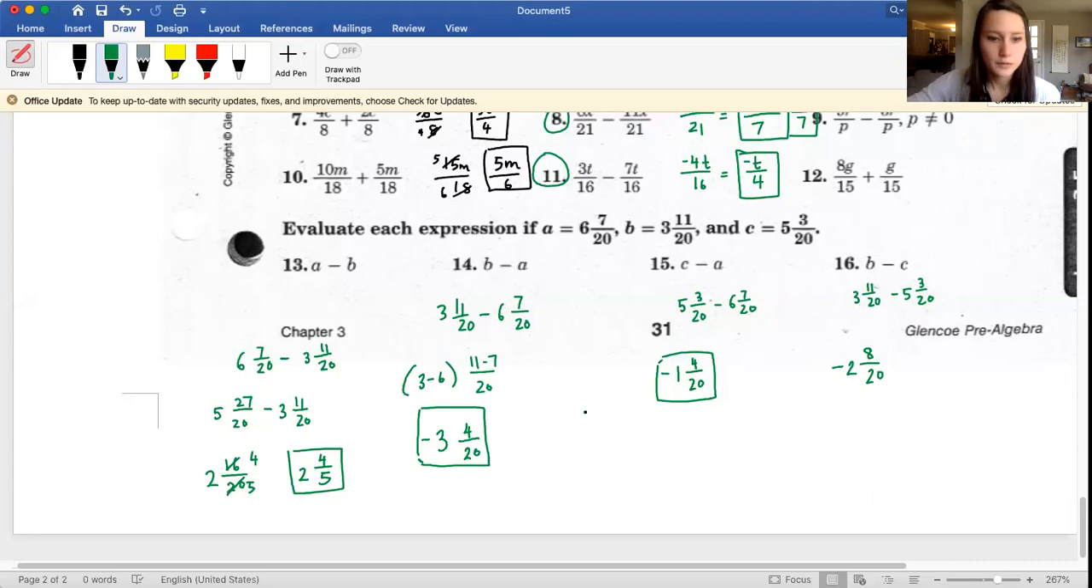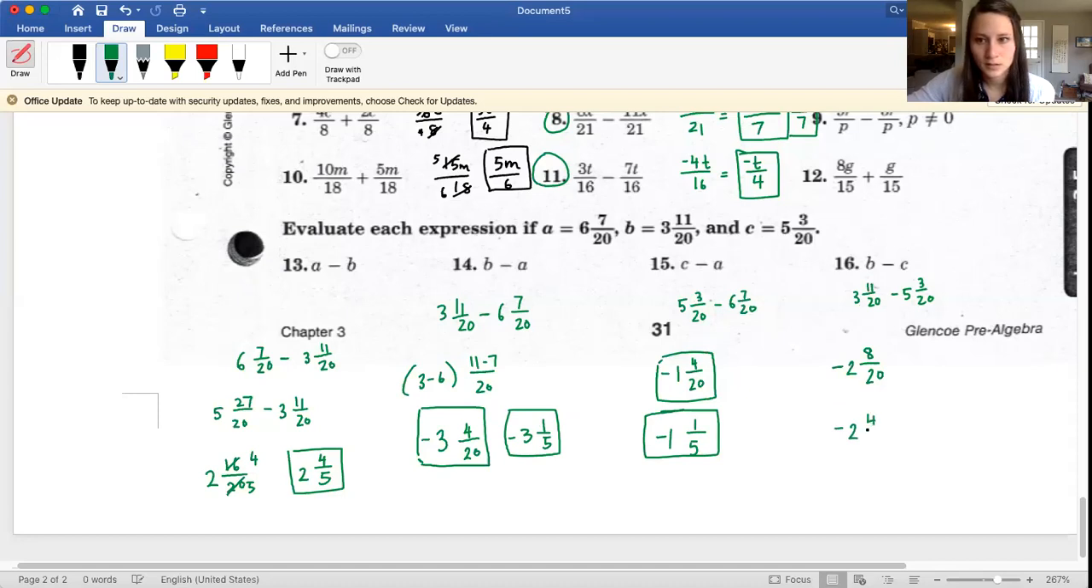And so don't forget to reduce here, that this would be negative 3 and 1/5. This would become negative 1 and 1/5 also. And this would be negative 2 and 4, or 2/5. See, is that right?